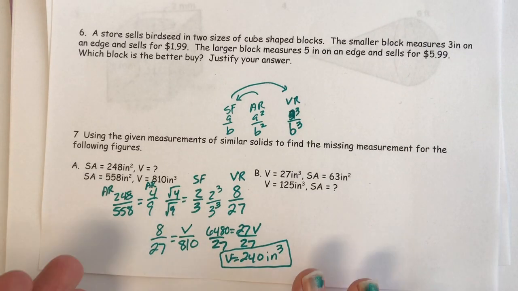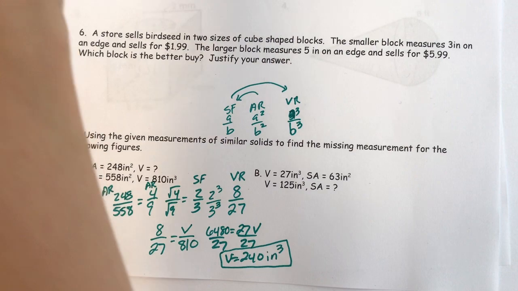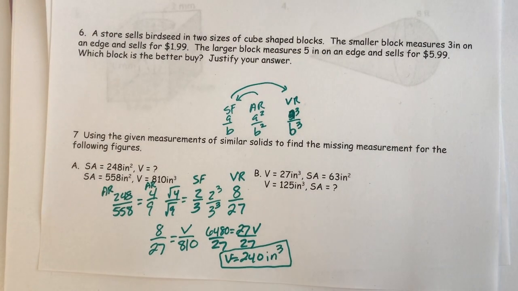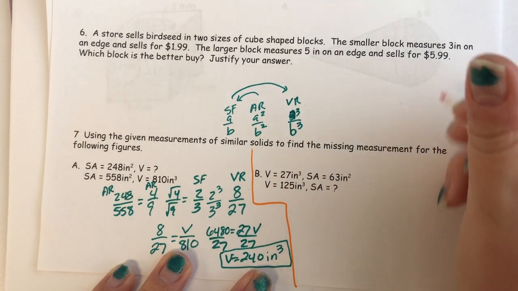So this is probably one of the most standard types of questions that we're going to have, going between the area and the volume ratio. Takes a little bit of work. We're going to look at part B here. Part B is about going from the volume ratio.